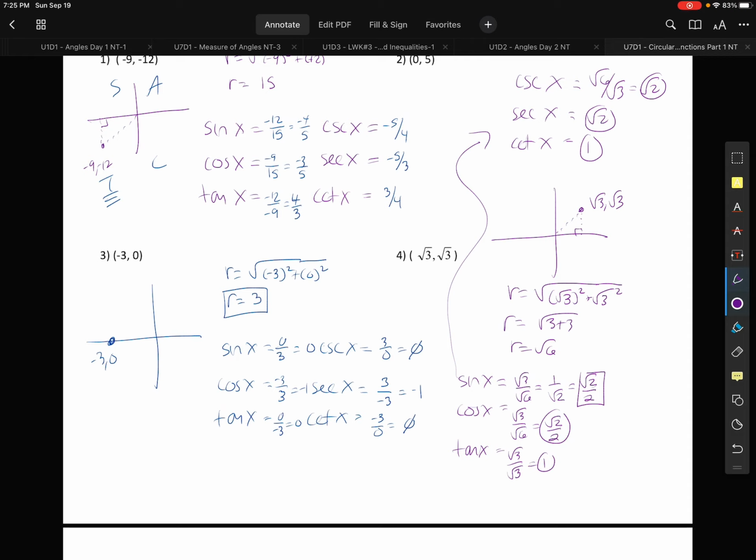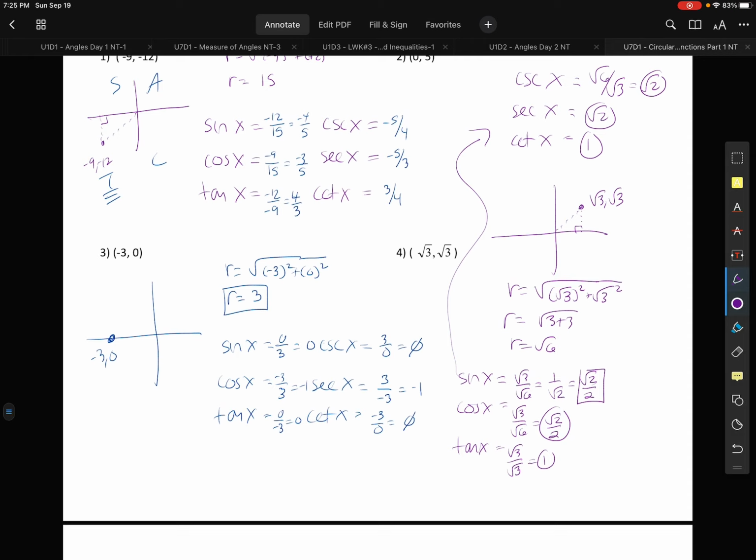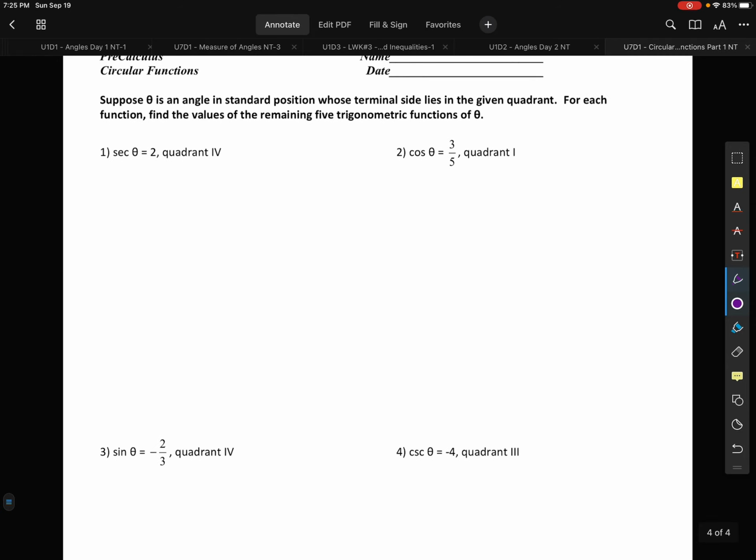But there's a different type of problem we can have along with this. What happens if you're given a ratio? So we have the same type of problem, but we're not given a singular point. We're given a ratio.